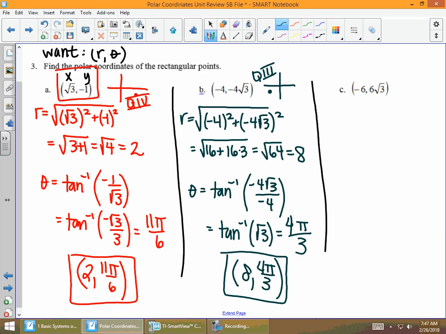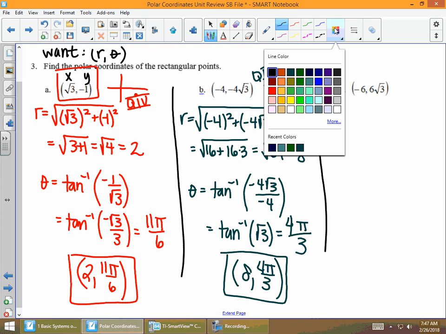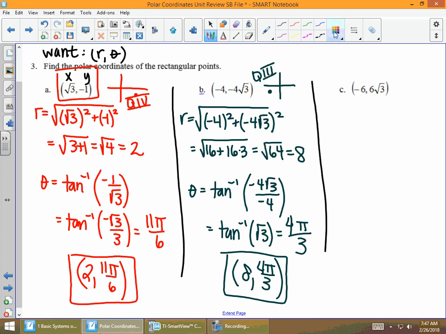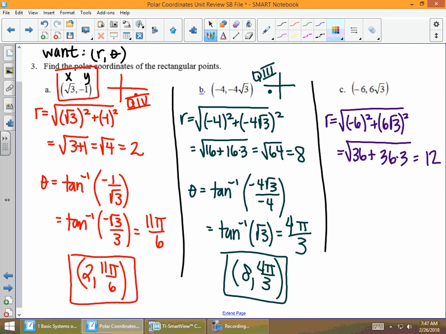One more example. Lots of negatives, lots of radical 3s, just trying to give you some good examples that you can do without using your calculator. All right, here, r is square root of negative 6 squared plus 6 radical 3 squared. Remember, when you're squaring that negative 6, it's going to be a positive 36. When you're squaring the 6 radical 3, you got to square the 6, which is 36, and you have to square the radical 3, which is 3. You end up with 144 under that square root, and the square root of 144 is 12.